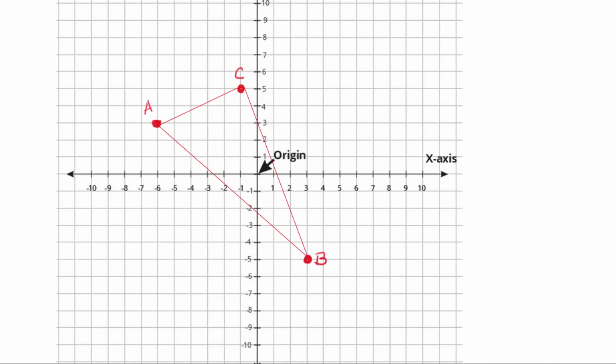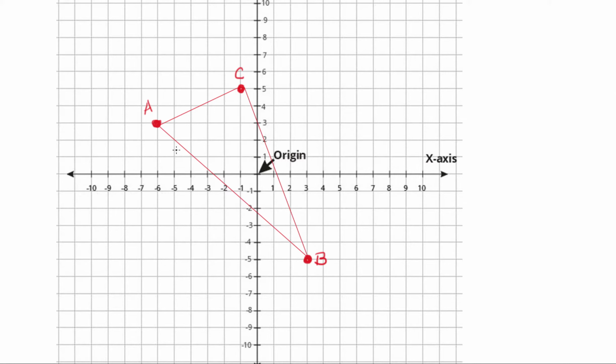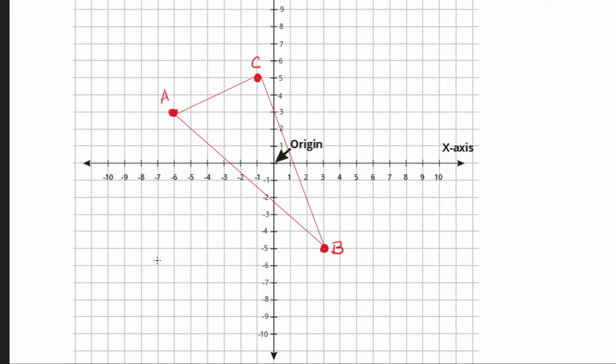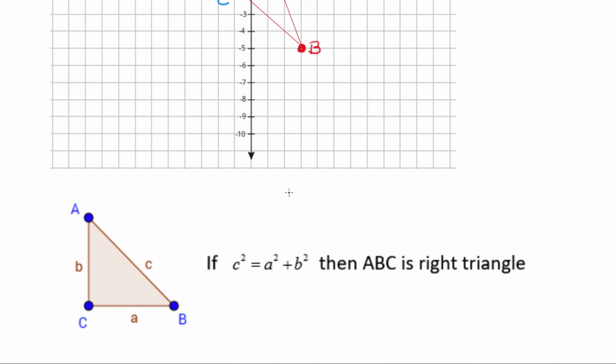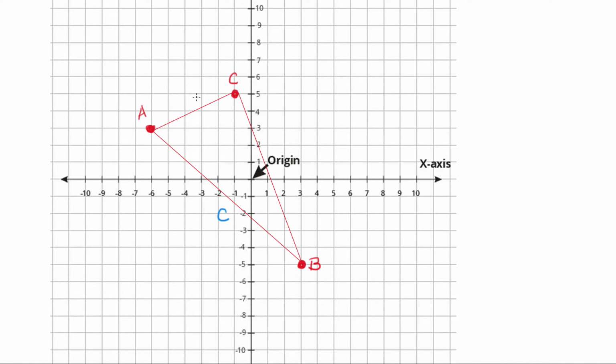So let's do that. I'm going to change the color. So AB, as you can see here, is going to produce your hypotenuse, which is the longest length. So this is little c. Then AC is going to produce little b. So AC is little b.